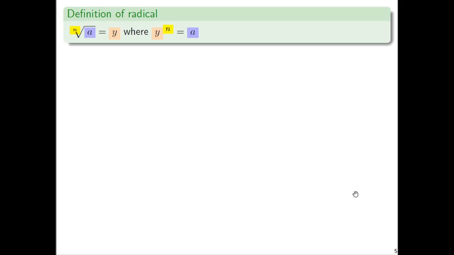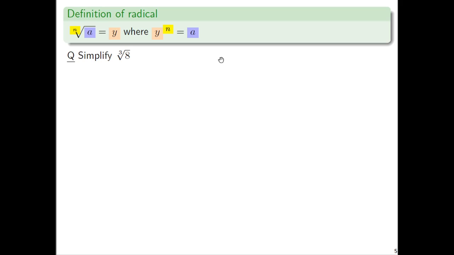Now let's recall the definition of radical. So way back when we looked at the nth root of a equals y, where y to the nth is equal to a. This definition of radical is important. Sometimes people try to ignore this completely, and people tend to do fine with square roots, but then when it comes to cube roots or fourth roots, people struggle. So this definition of radical is helpful to consistently think about what's actually happening.